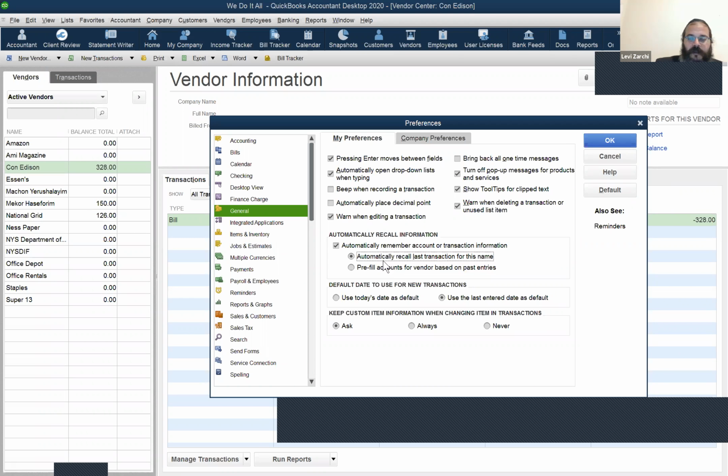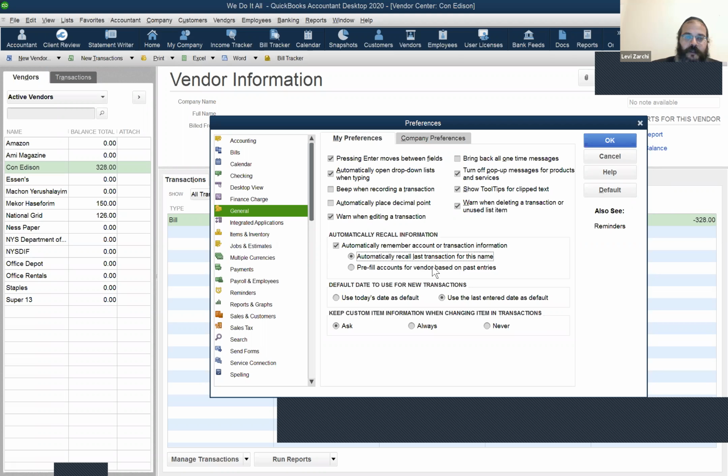So in the chance where say 20% of the time you have recurring, you have the same cell phone bill, flat rate, no overcharges. You have National Grid, you're on a fixed payment plan, level billing. So you're writing out the checks. So then you could have it automatically recall the last transaction for this name.